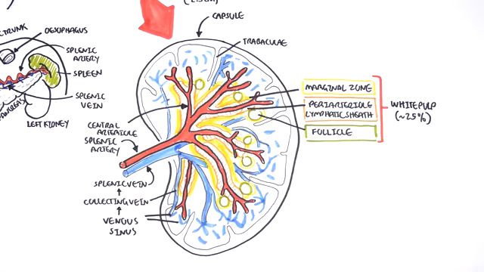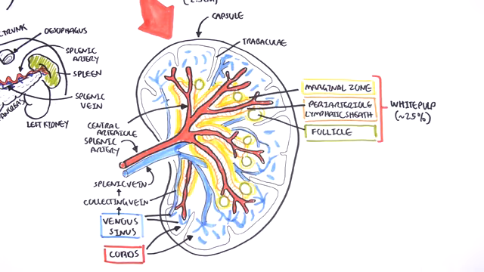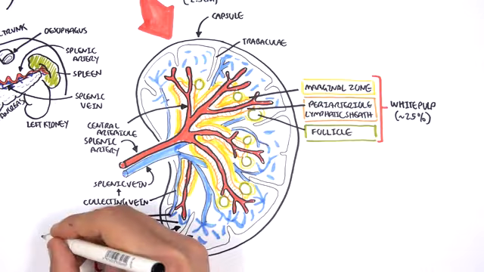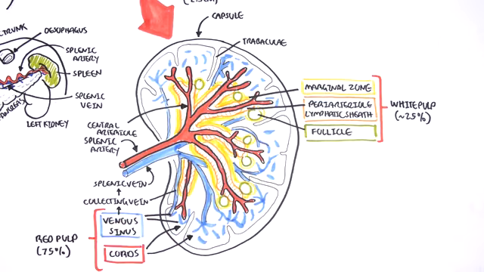Between the end arteries and the venous sinus is an area of tissue called the cords, also known as the cords of Billroth. And this is essentially where we have heaps of macrophages, which are your eating cells, phagocytes, within the cords of Billroth. The cords and the venous sinus make up what is known as the red pulp. The red pulp makes up the majority of the spleen, 75%.